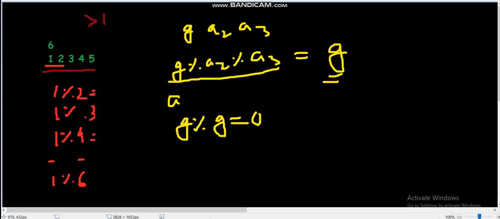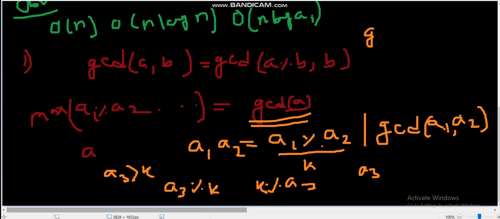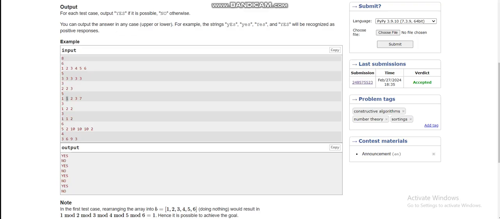So if two or more G's are present in the array, then our answer will be 0. And otherwise we can arrange them in this order, like I have explained, that if a3 is greater than k, we will do a3 modulo k, else we will do k modulo a3. We will arrange in such order, and we will get a1 modulo a2 modulo a3 as G. Okay, I hope you got the solution.